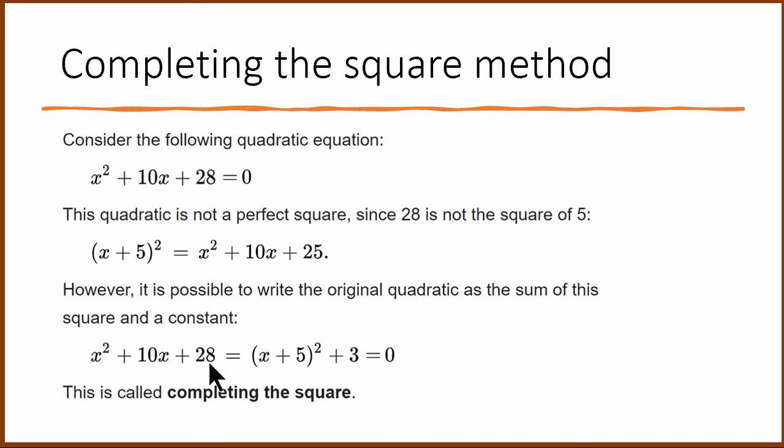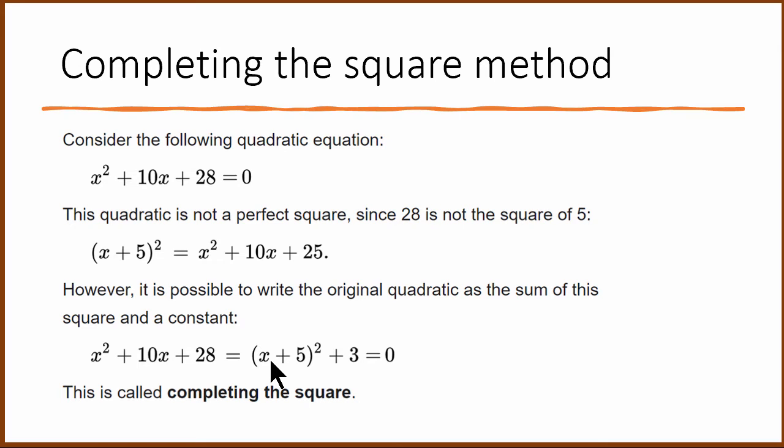So you split it into two parts, 28 into 25 and 3. So you end up having (x + 5)² + 3 = 0. So you may ask, okay, what do you do after this, right? This is called completing the square, but what do you do after this? What you do is you move 3 to the RHS, it becomes minus 3. You take the square root, and once you take a square root, you can find the value of x.